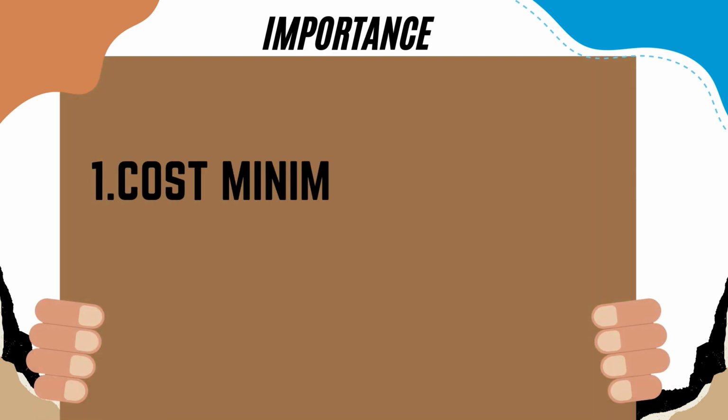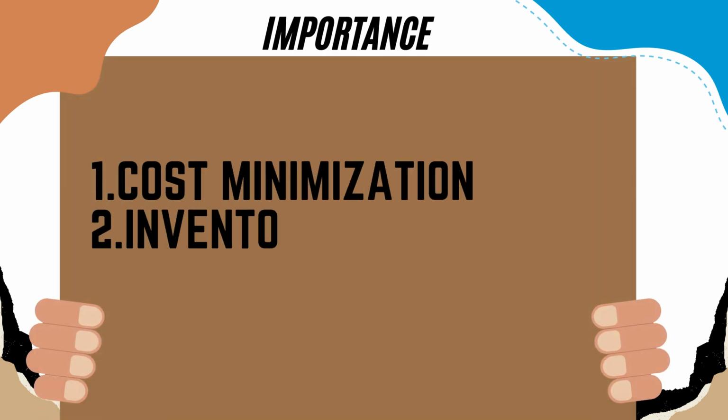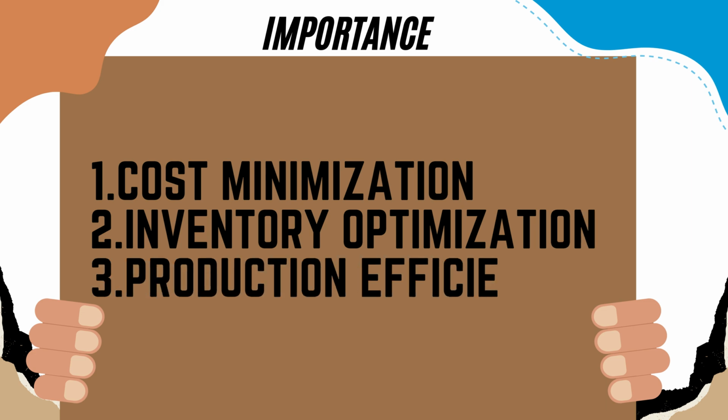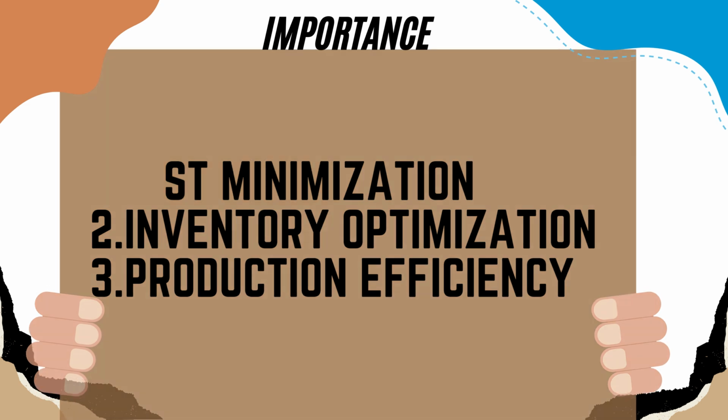Next, let's discuss why EBQ is important. 1. Cost minimization. By determining the optimal batch size, businesses can minimize both setup and holding costs. 2. Inventory optimization. EBQ helps maintain the right level of inventory, preventing stockouts or excessive inventory buildup. 3. Production efficiency. By optimizing production schedules, EBQ ensures smooth production operations and avoids unnecessary production interruptions.